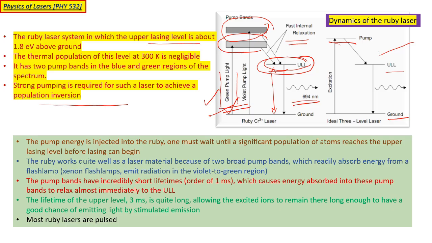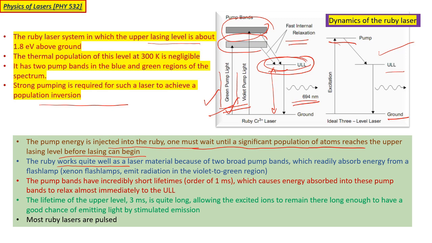Some few points here which are mentioned, that after pumping, one must wait until a significant population of atoms reaches the upper lasing level. That's population inversion. And ruby laser, as you know, is the first solid state laser actually demonstrated by Maiman, and you can say it's the first experimental demonstration of the laser.